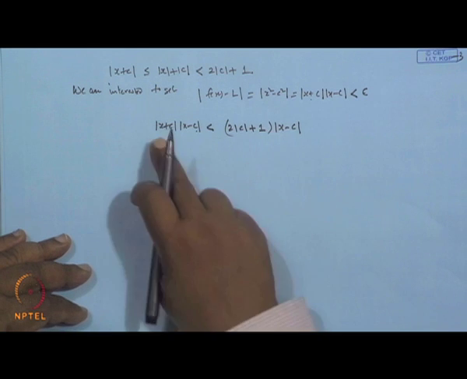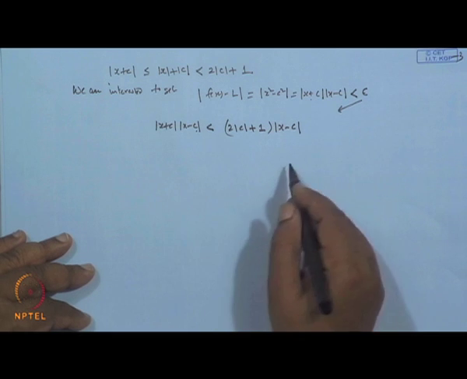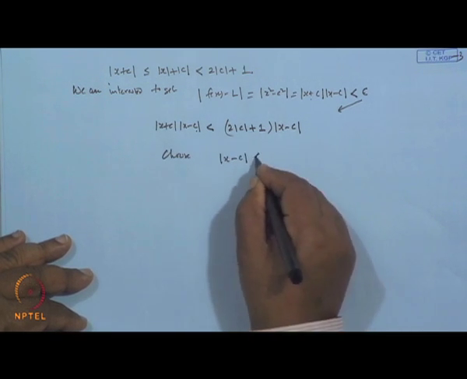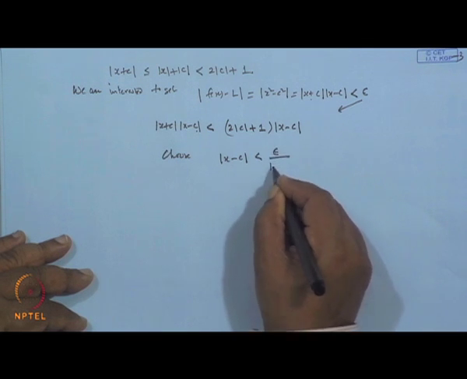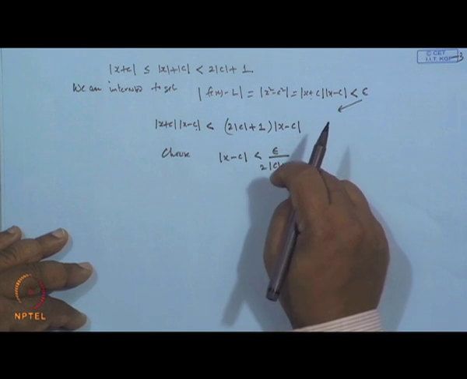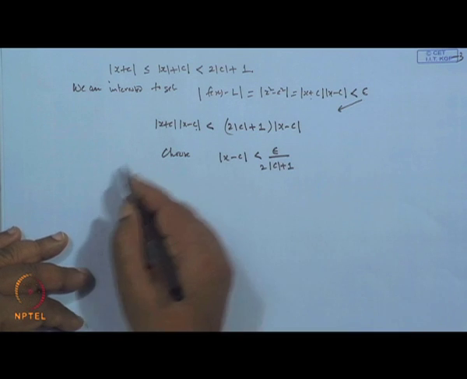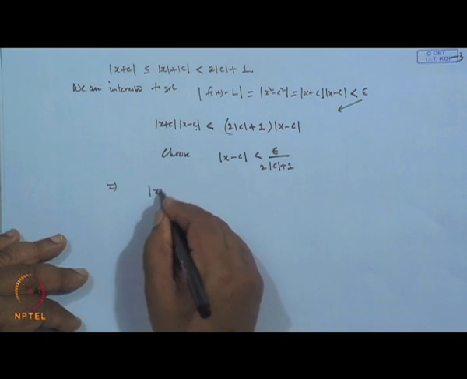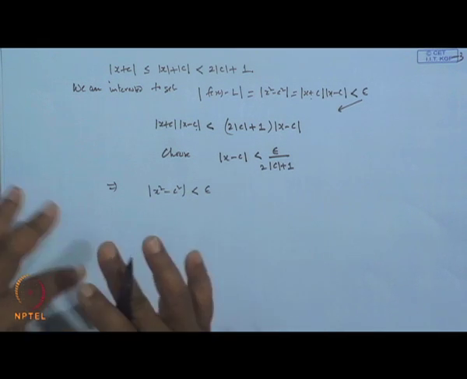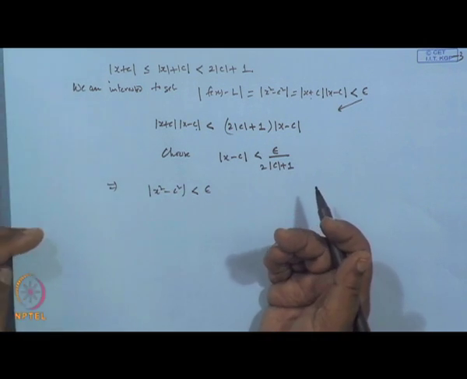Now, this entire thing we wanted to be less than epsilon. So, if I choose mod x minus c to be less than epsilon over 2 times (mod c plus 1), and then use this bound here, then what we get is that this expression is less than epsilon. This will imply that mod of x squared minus c squared will remain less than epsilon. Is it right? That is, f(x) minus L is less than epsilon, but what should be the delta?